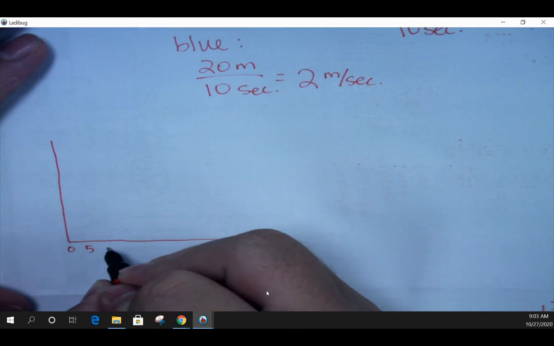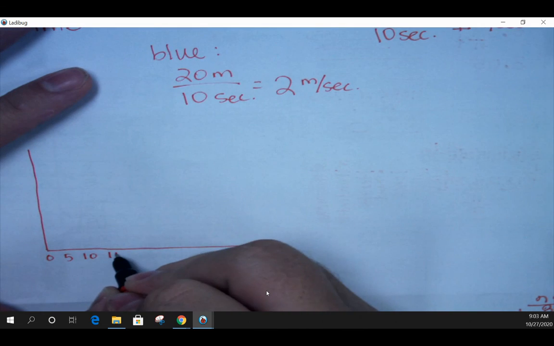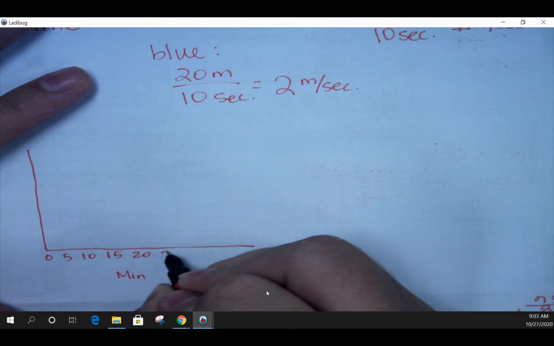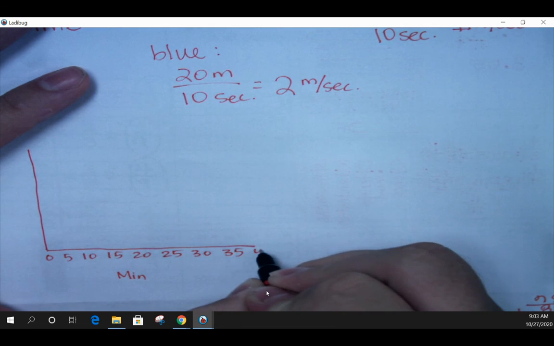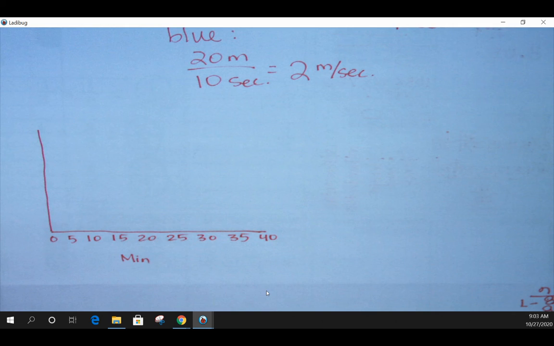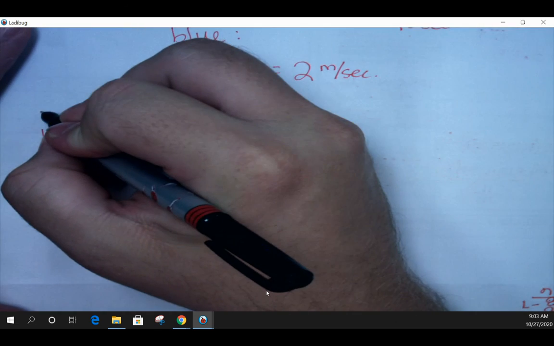0, 5, 10, 15, 20, 25, 30, 35, 40. Does it take anybody 40 minutes to get to school on the bus? Yeah. Because last year we didn't get there till 8, and I got there at 7.